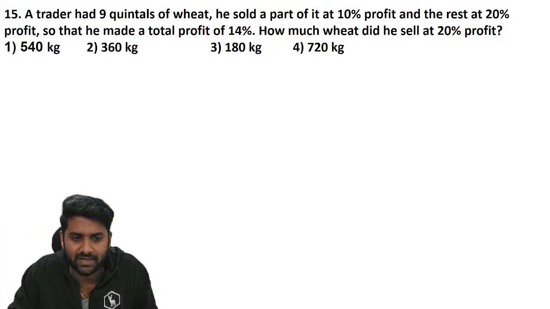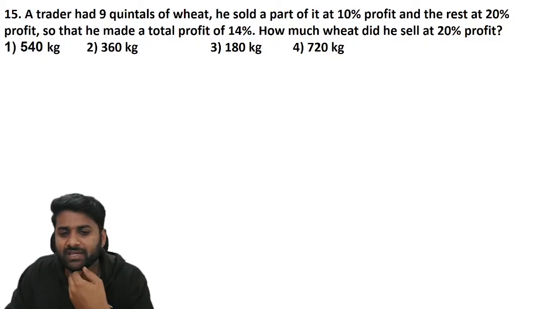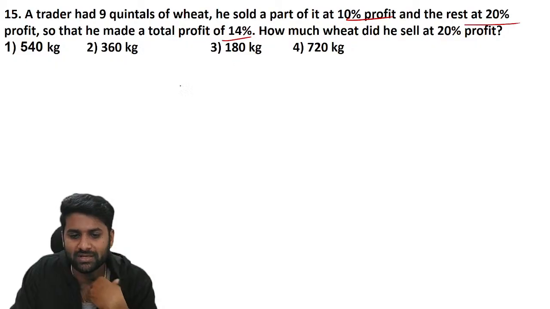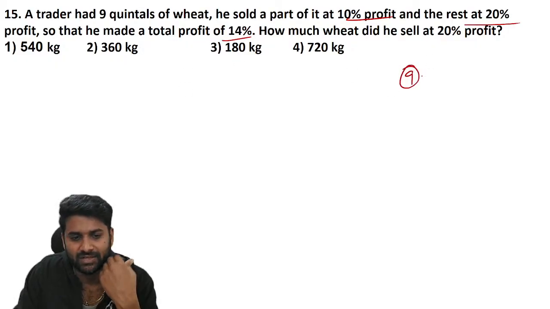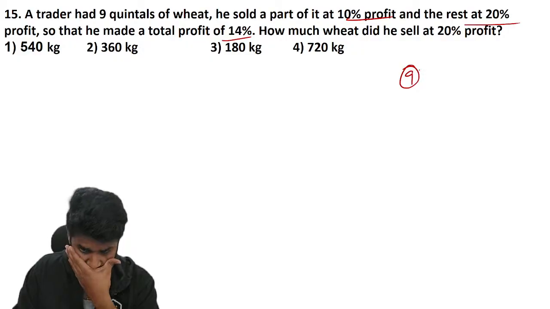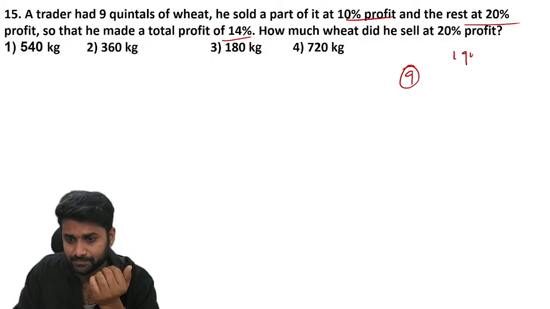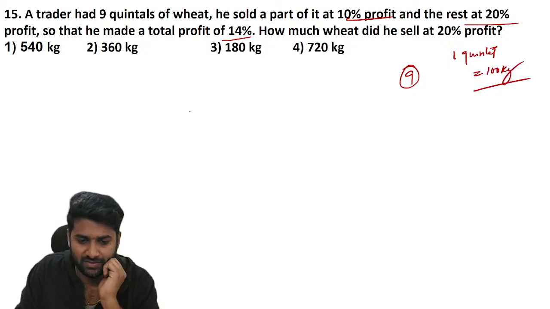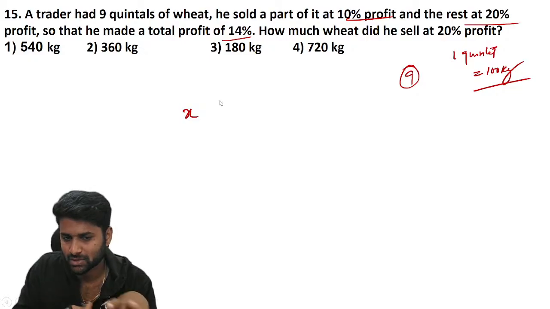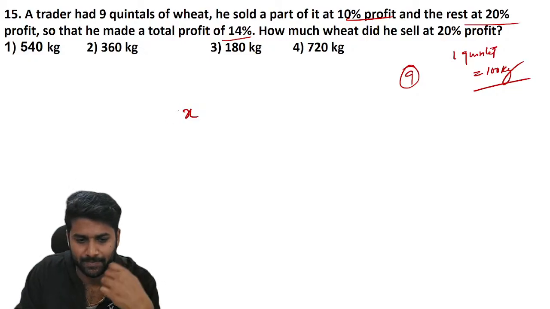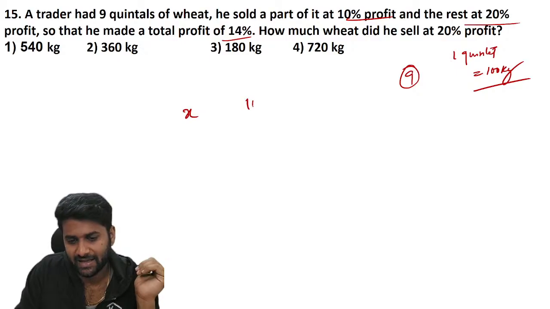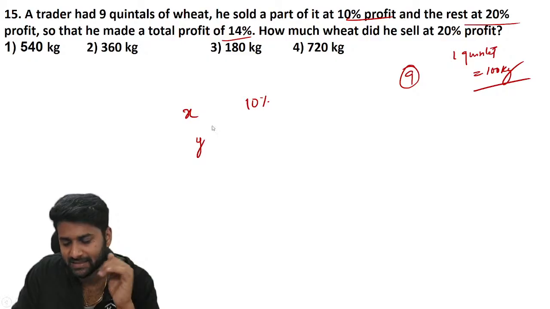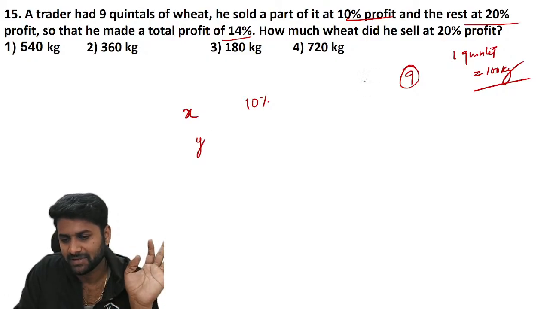Now see again the data. A trader had 9 quintals of wheat. He sold one part at 10% profit, the other at 20%, in total. Guys, let us take that 9 quintal. So 1 quintal is equal to 100 kg. So let us split this value. Let us take that we are taking x quantity. We don't know how many quintals it is. So x quintals, if I sell it, I will get 10% profit. So the rest I take as y value. So the sum of x plus y must be 9 quintals.